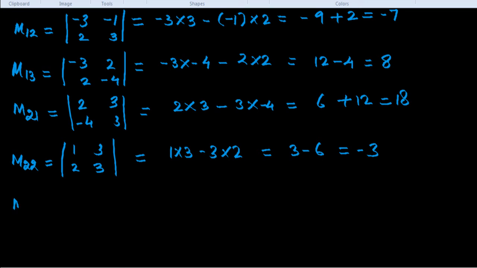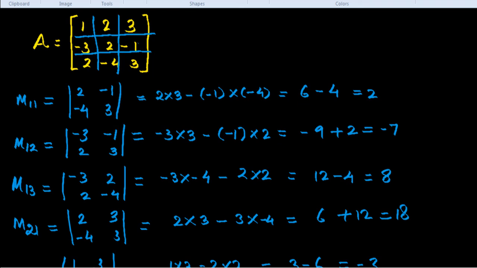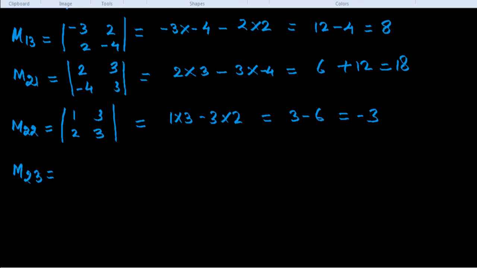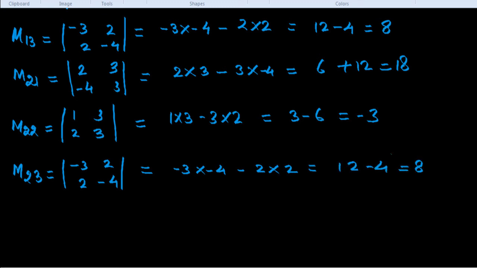Now M23. The a23 element is minus 1. So we leave this column and this row. We get minus 3 2, 2 minus 4. Now simplify this: minus 3 into minus 4 minus 2 into 2. So we get 12 minus 4, which is 8 again.